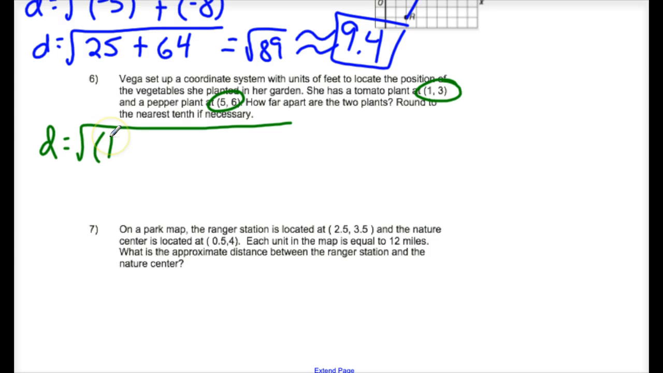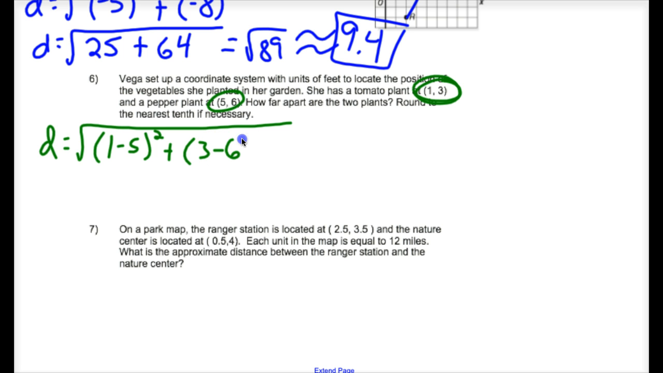1 minus 5 squared, plus 6 minus... You want 1 minus 5, 3 minus 6, right? Guys, don't mix up your points. If you start with 1, 3, you've got to stay with the 3 with your first one here.